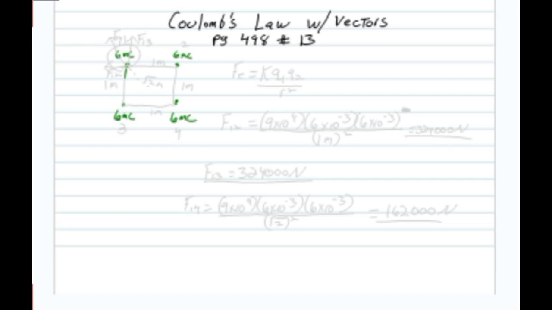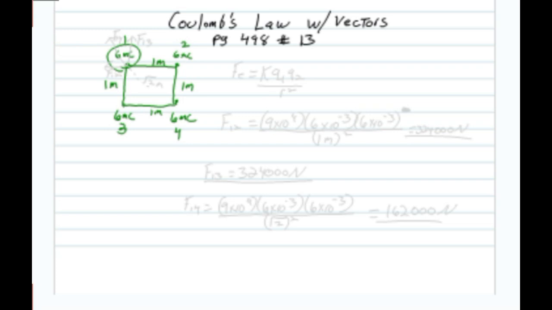And the distance is 1 meter this way, 1 meter, 1 meter, 1 meter. We're going to find the net force on the left corner charge. If you think about it, these are all positive charges, so they all want to repel each other. So the left corner charge is going to be pushed, basically up and to the left, as you'll see. So let's number these charges. This is charge 1, charge 2, charge 3, and charge 4.